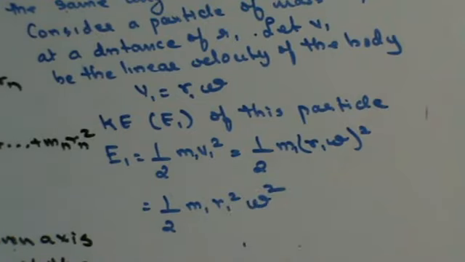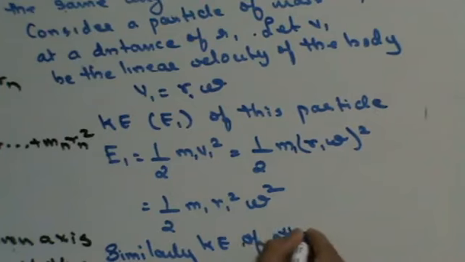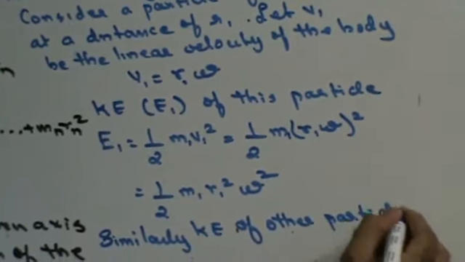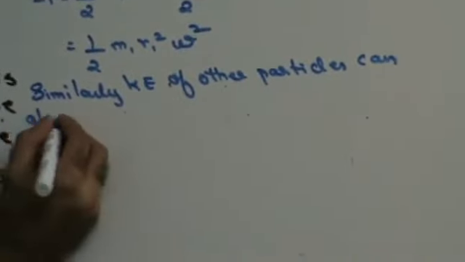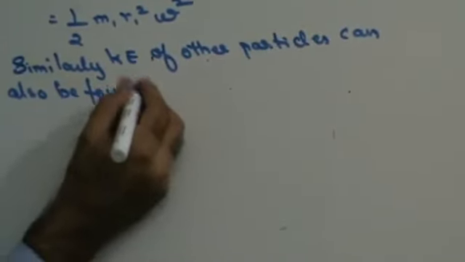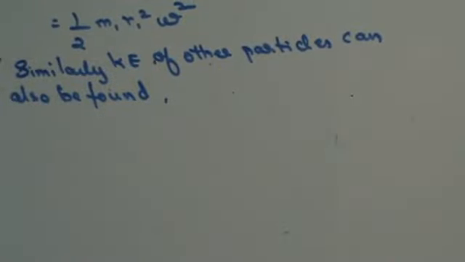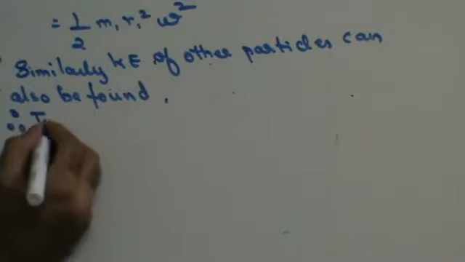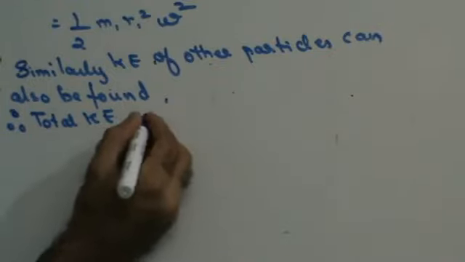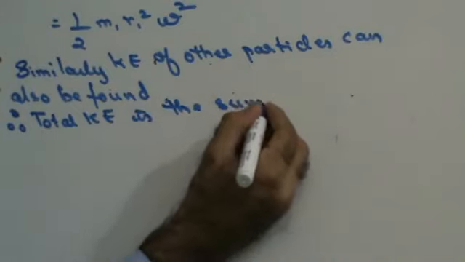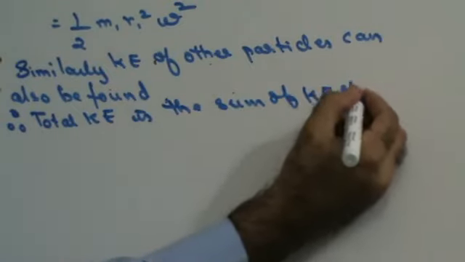Similarly, the kinetic energy of the other particles can also be found. Once I have the kinetic energy of all the particles, the total kinetic energy of the body is the sum of the kinetic energy of all the particles.